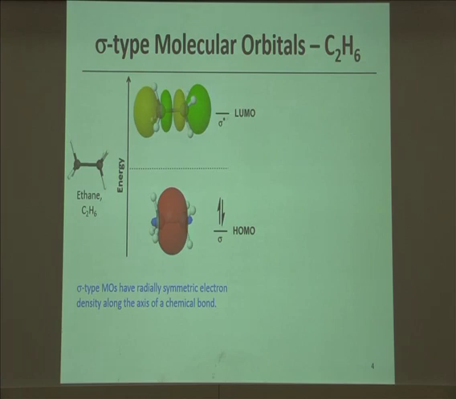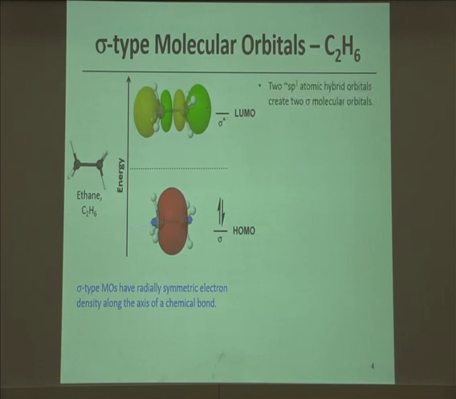lower energy orbital. That, in this case, has two electrons in it, has that red-blue coloration, and we label it the highest occupied molecular orbital. Note that it is radially symmetric, just like what we saw with the sigma bond formed in the hydrogen molecule. Higher in energy than that, we have the LUMO, the lowest energy unoccupied molecular orbital. And just like before, it's radially symmetric. All of the electron density is symmetric around the bonding axis.